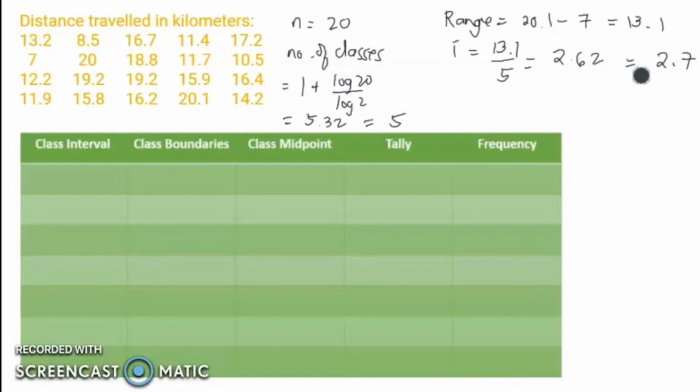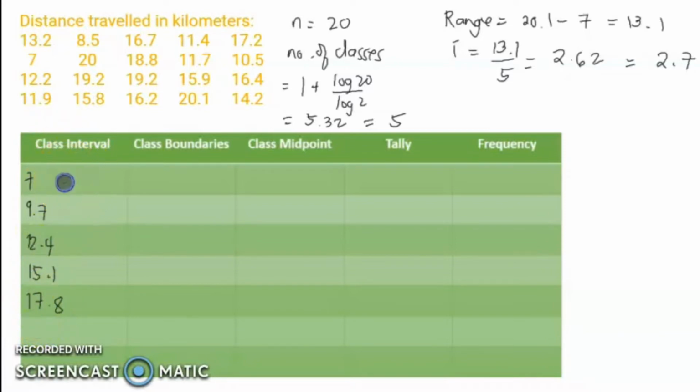That is our class width, which we add to all the lower limits. So, let's start with all the lower limits that we have here. That is 7 plus 2.7, which is equal to 9.7. Plus 2.7 is equal to 12.4. Plus another 2.7 is 15.1. Another 2.7 is equal to 17.8. Okay, let's check. 1, 2, 3, 4, 5. We only have 5, since the number of classes is only 5. So, we stop there.